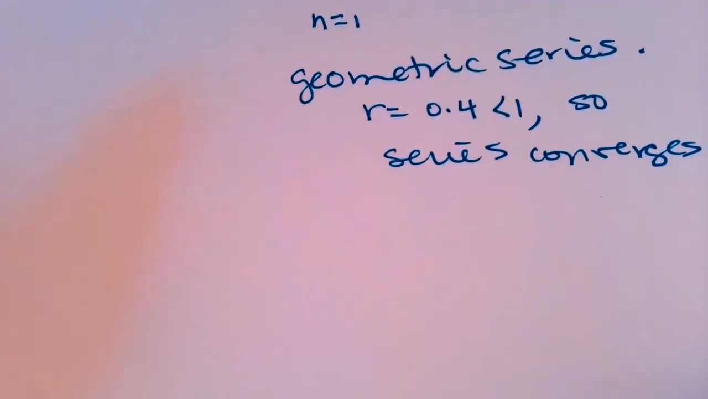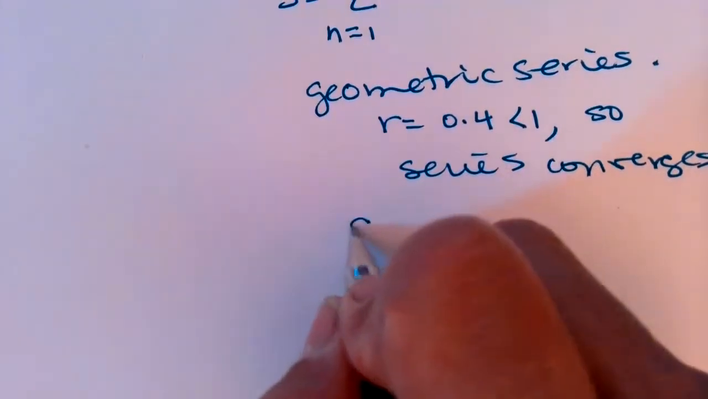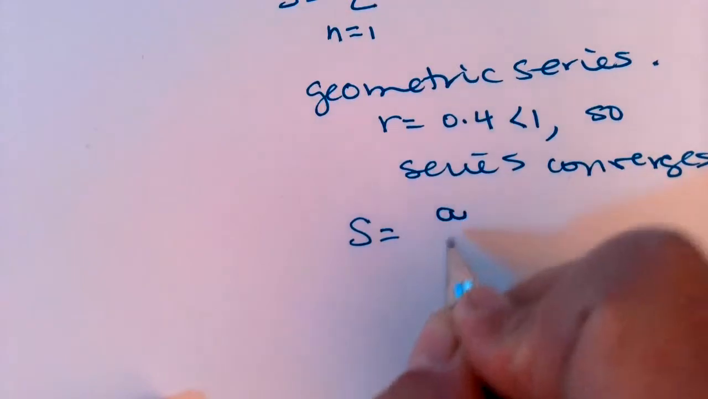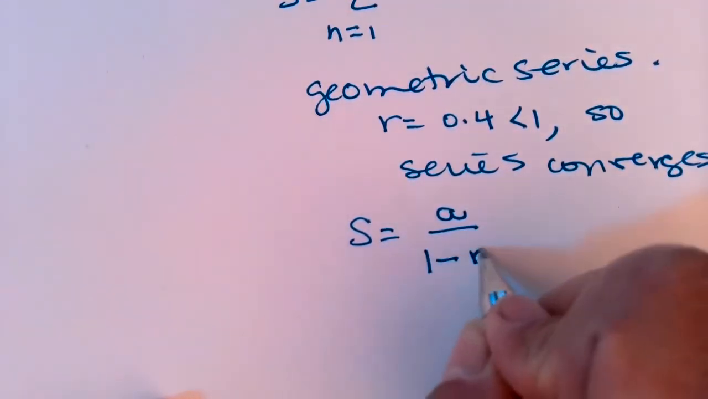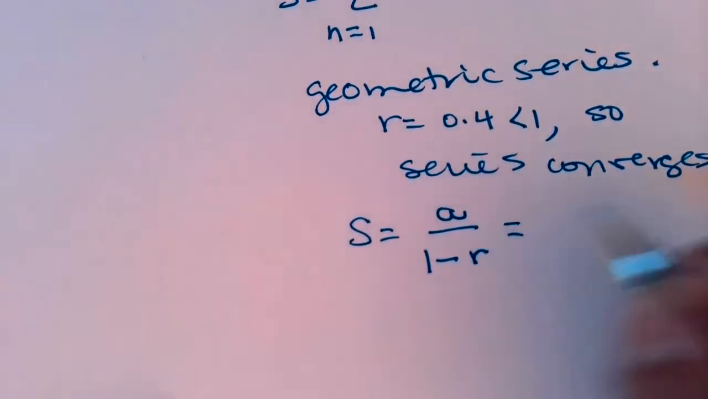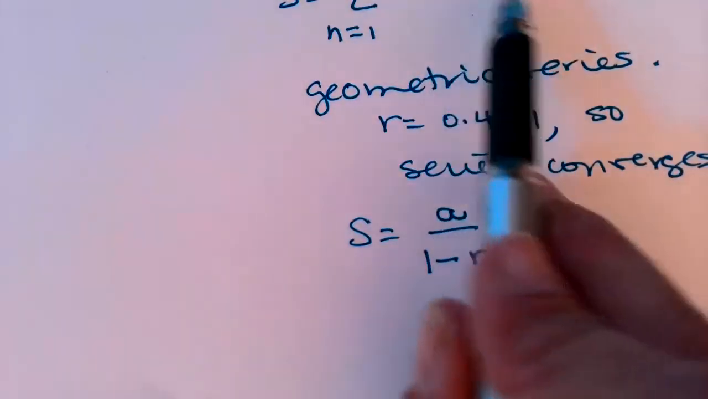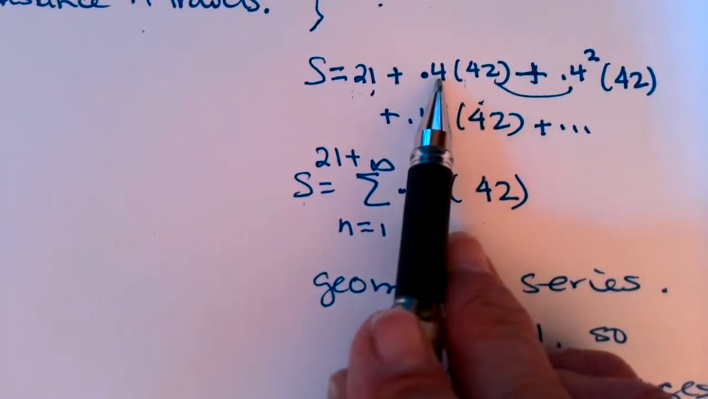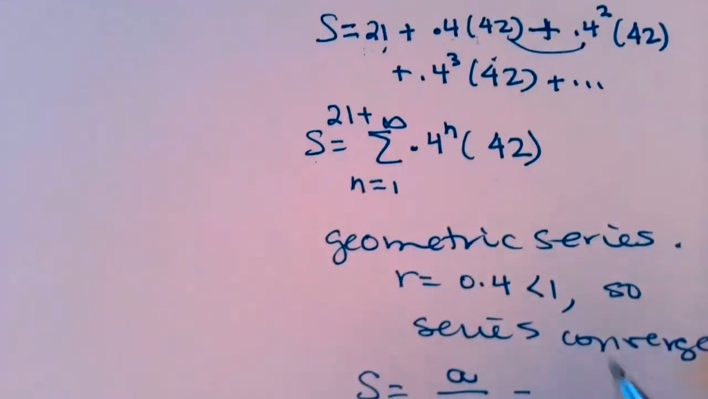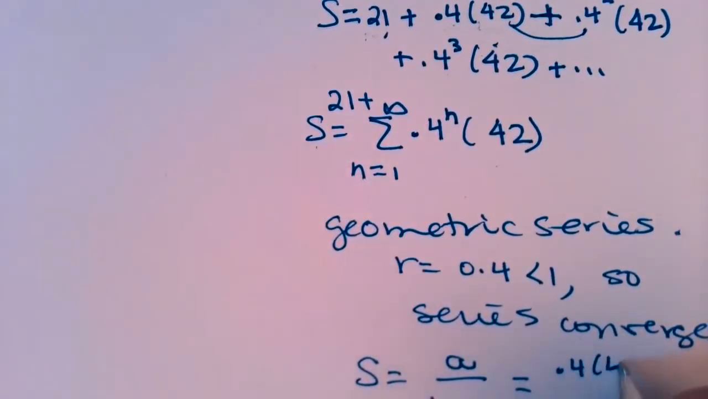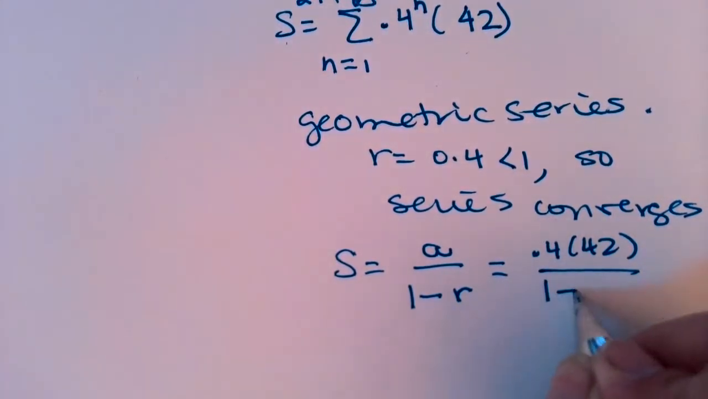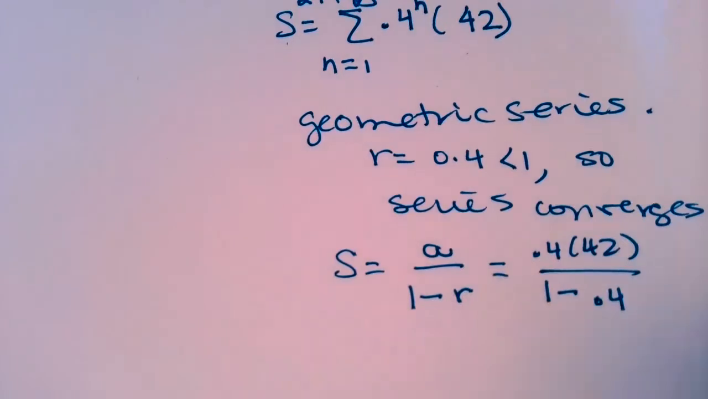Okay, not only does it converge, but we can find the sum. So the sum of a geometric series is your first term, a, divided by 1 minus r. So for us, our first term is, careful, because the 21 is its own thing, I'm just going to add the 21 here at the end. So the first term in our series here is 0.4 times 42. And then our common ratio, r, is 0.4, so 1 minus 0.4.